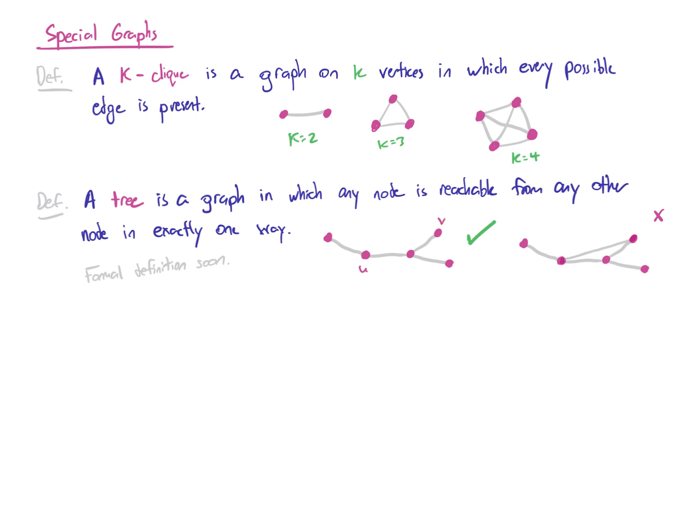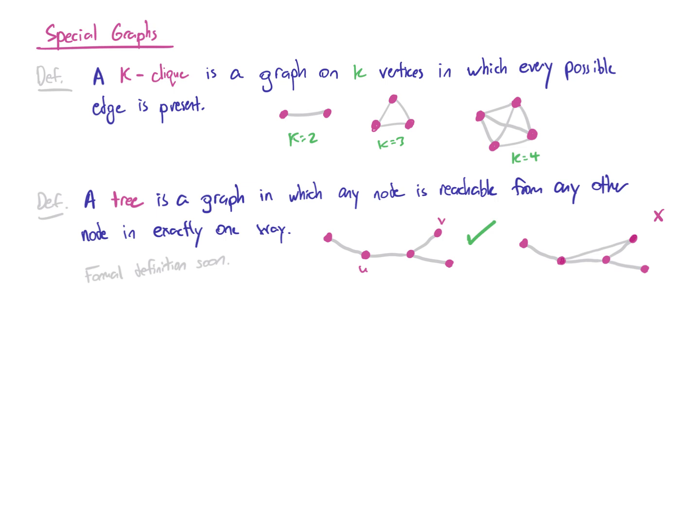In this tree over here, if I want to take a path from U to V, I only have one option. So I can go here and then I can go here. That's it. That's all I can do. So there's only one path from U to V, and so that's what I mean by reachable here. There's only one path from U to V.